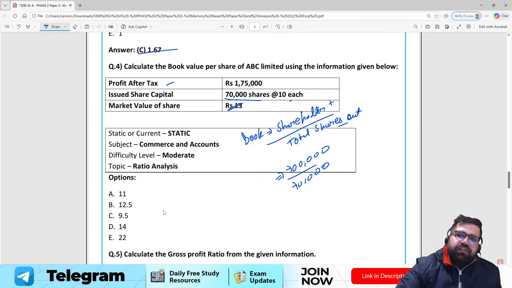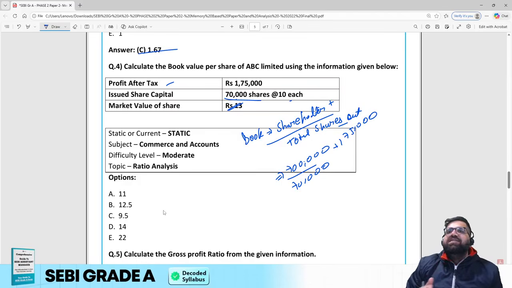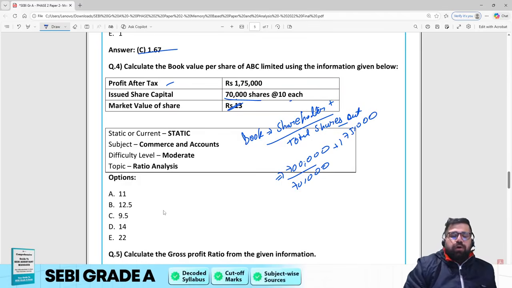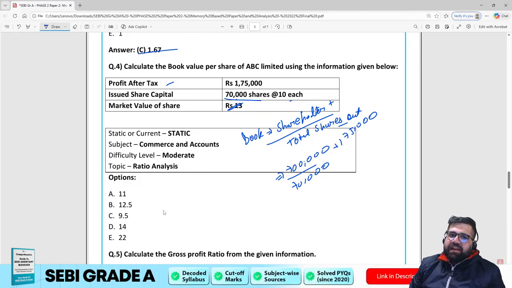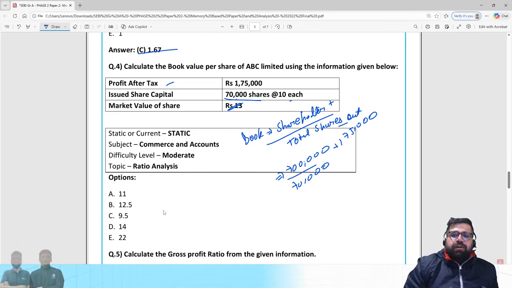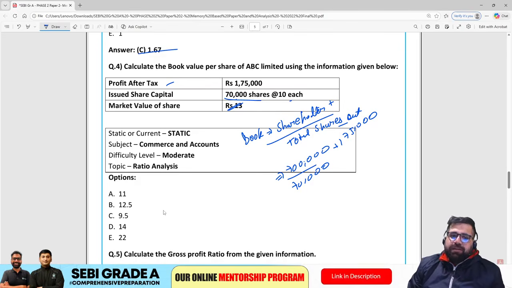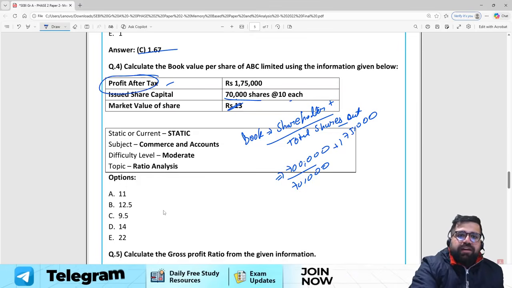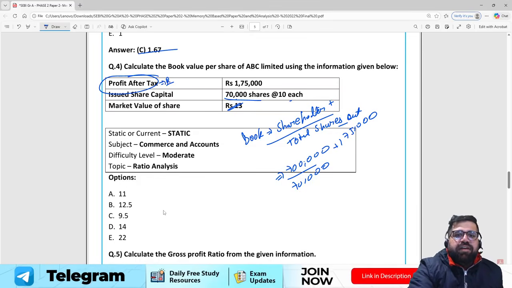Now in your shareholders' fund, we all know that it is equity, preference and reserves and surplus. So I will include this 1,75,000 in my reserves. Although they are not labeled directly as reserves, we are assuming, because if you solve the question with the basic method, your answer is not coming. So you have to assume that the profit after tax which is given will be your reserves and surplus, right? So it is 175.